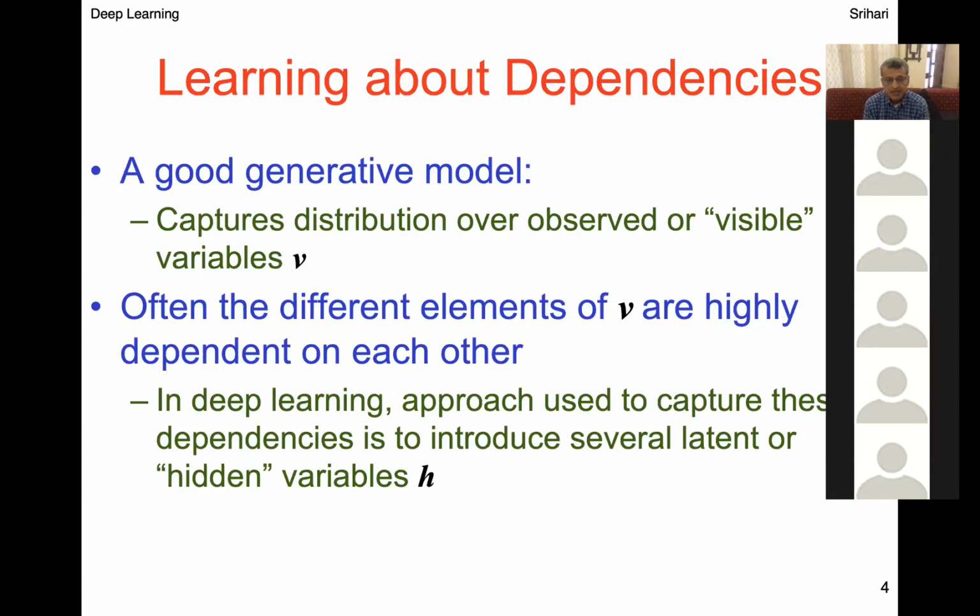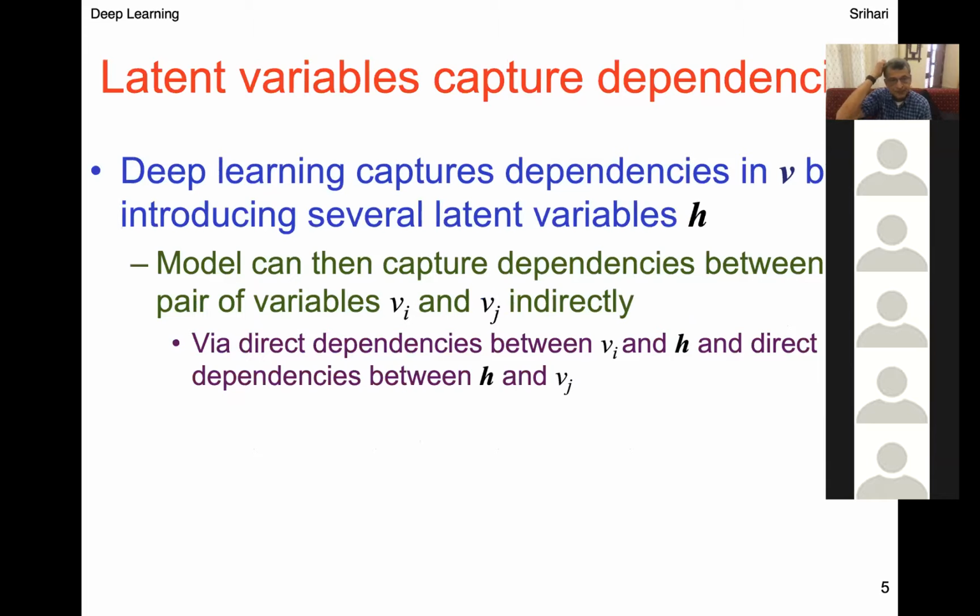The deep learning approach to capture these dependencies is to introduce several latent or hidden variables. Unlike standard graphical models where we say, here are all the variables, let's construct a Bayesian network or a Markov network for this, in deep learning we say we are going to capture all of this with a set of hidden variables, H. So deep learning captures dependencies in V by introducing several latent variables, H. The model can then capture dependencies between a pair of variables Vi and Vj indirectly. So the dependencies are no longer captured directly, saying what is the correlation between Vi and Vj?